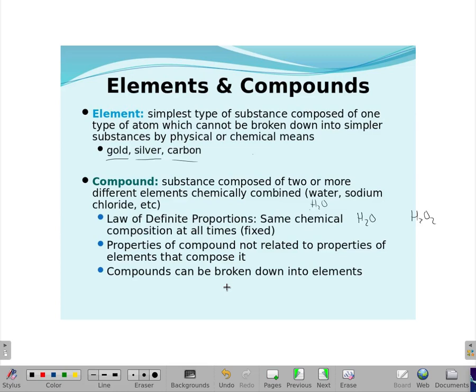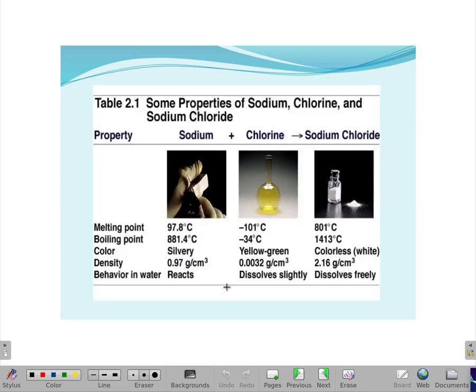All right. That second bullet point down there, the properties of compounds not related to the properties of the elements. Let's look at this one. Now, the last picture here is something you're very familiar with: sodium chloride, table salt. Not a very dangerous substance. We actually come in contact with it on a daily basis.